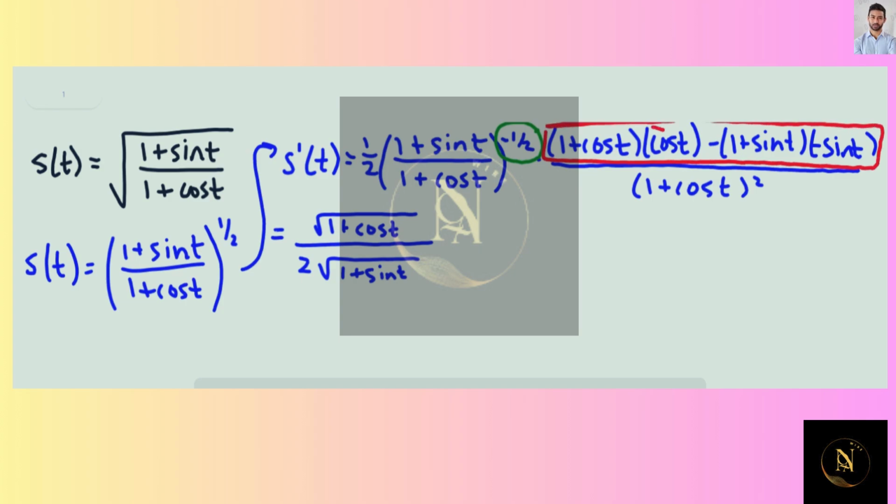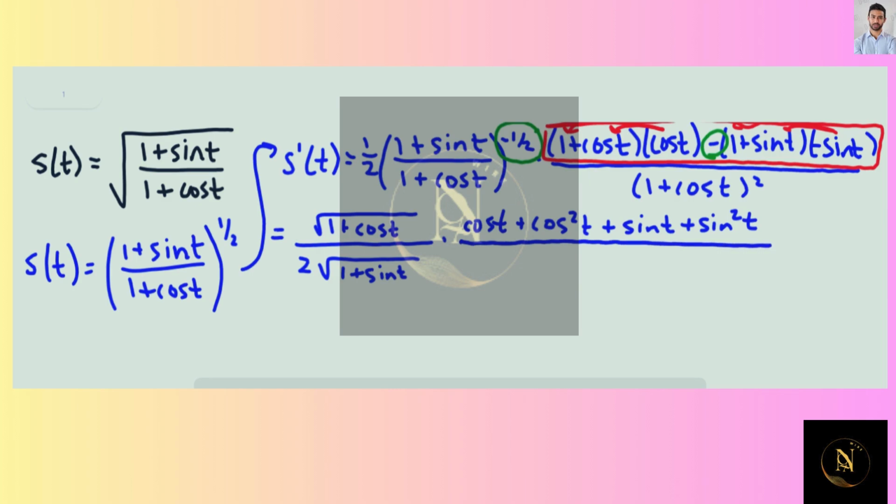We're going to distribute the cosine, and we're going to distribute the negative sign, as well as the negative in front of that. And that's going to give us cosine t plus cosine squared t plus sine t plus sine squared t. Got to be real careful with those negatives there. Make sure you don't overlook any of them. And that's over 1 plus cosine t quantity squared.